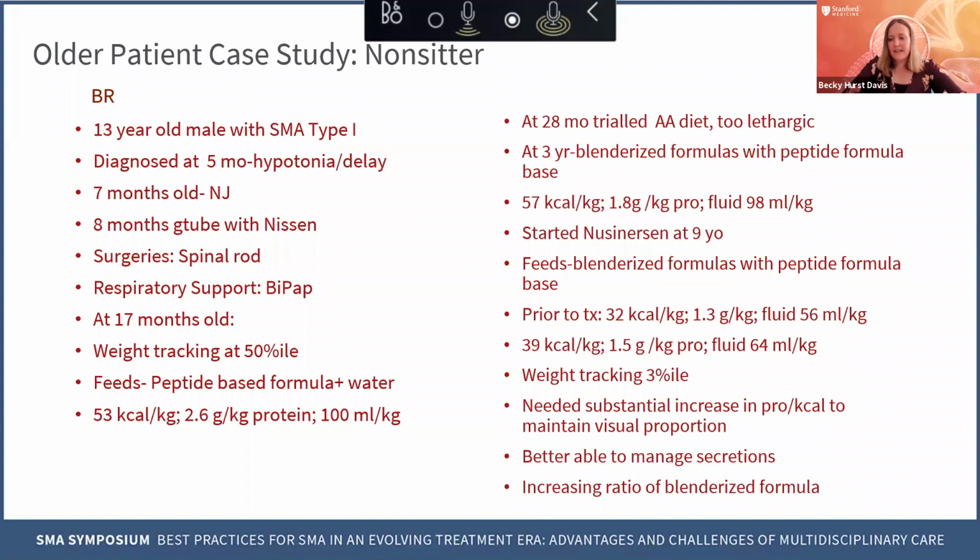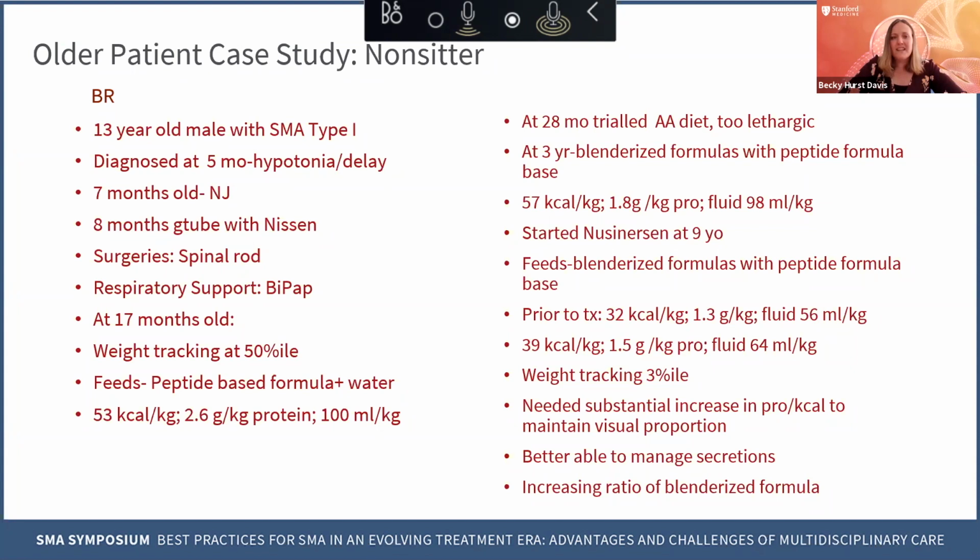And so this kid is a 13-year-old male with SMA type 1. He was diagnosed based on symptoms. And really, I think this goes through our historical history of kids with SMA, in that he was diagnosed based on symptoms at 5 months. At 7 months, he got an NJ tube, at 8 months, a G tube. He's had several spinal rod surgeries and expansions and vector expansion surgeries. He is on respiratory support of BiPAP.